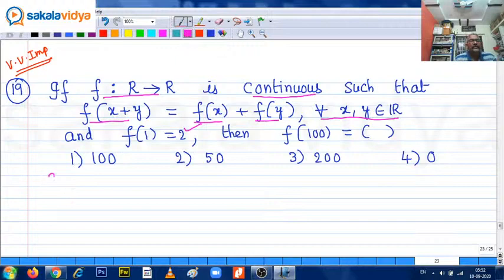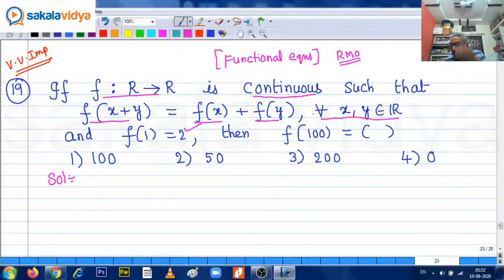So now this is called a functional equations problem. This problem is related to functional equations. This is also important for the RMO examination, Regional Mathematics Olympiad examinations also. This question is very important.